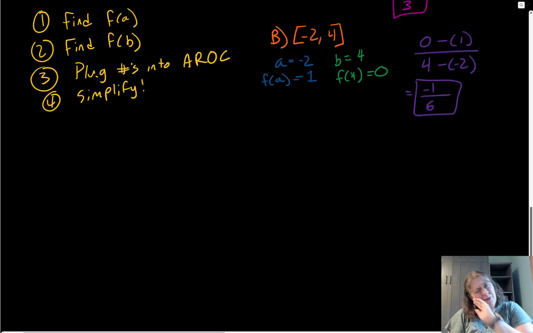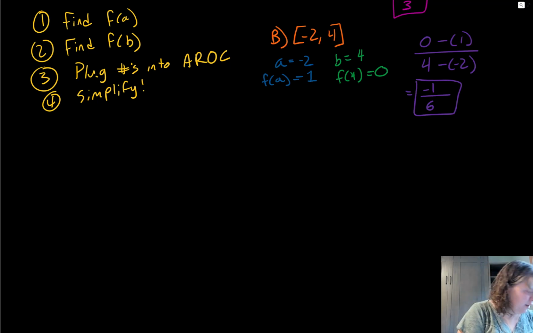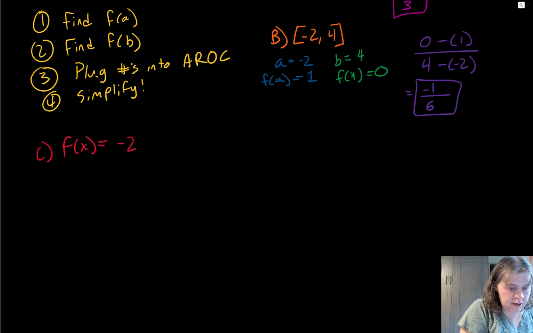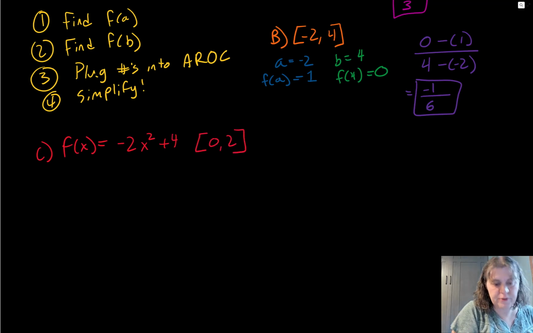But sometimes we're not given the graph. We're given instead the function rule. So let's look at what happens when we have a function rule. So letter C was f of x is equal to negative 2x squared plus 4. And I want to find the average rate of change on the interval 0 to 2. My process is still the same. I still need to find f of a. I still need to find f of b. I'm going to plug the numbers in, and then I'm going to simplify my fraction. That's still what we're going to do. We just have to do a little bit more work to get there.